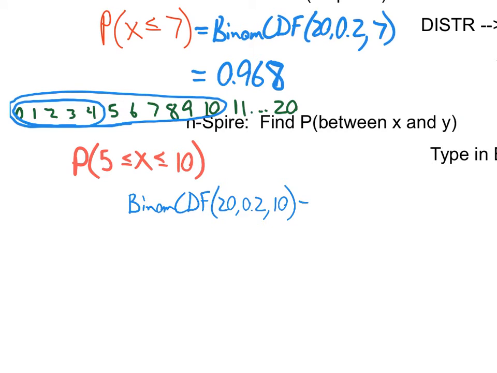Okay? So minus binomial CDF 20, 0.2, and 4. Okay? Now you might be thinking, well, that's really kind of tedious. That's annoying. Well, it is, but it's a lot less tedious than having to figure out exactly what 5, 6, 7, 8, 9, and 10 are and add them all up. Right. Okay?